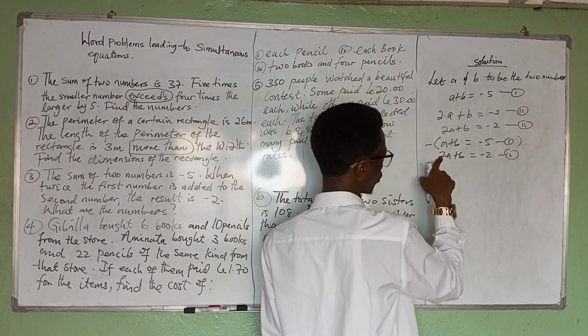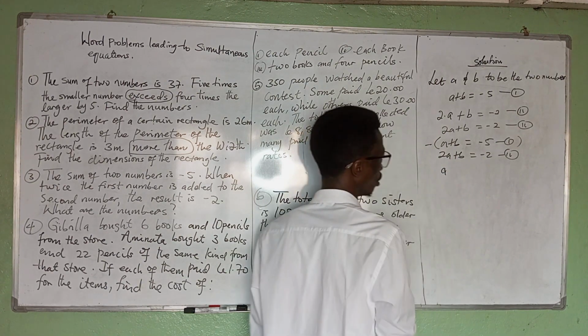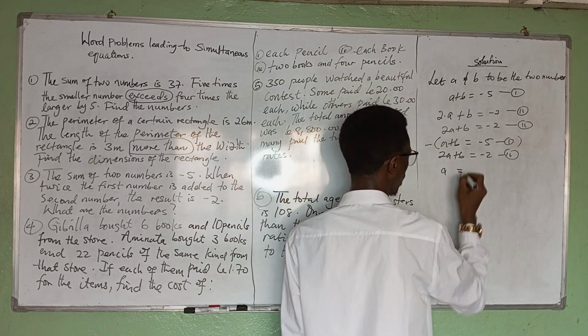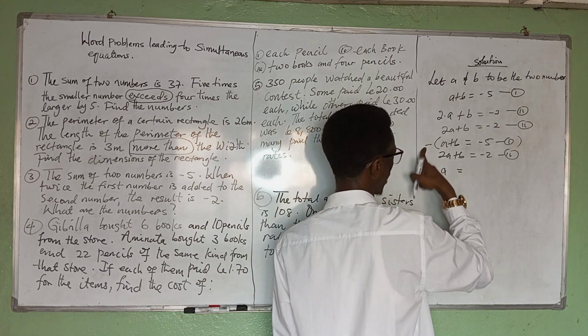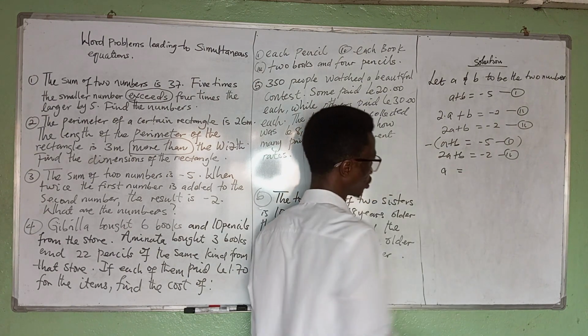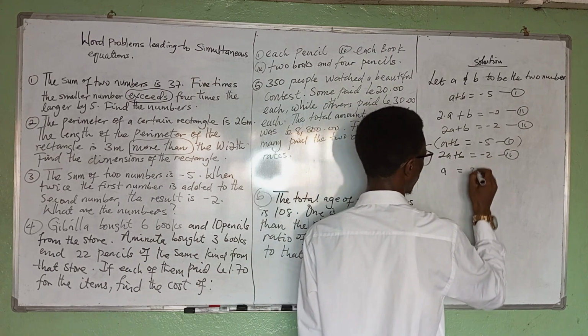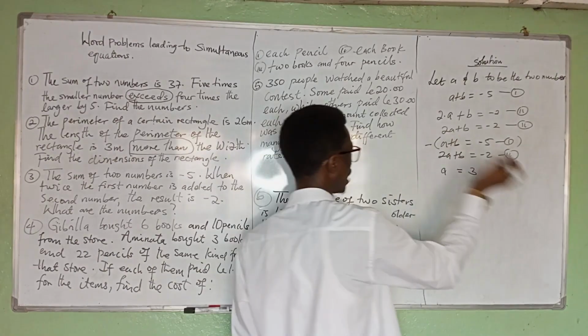So now if we do that, we say 2A minus A, that gives you A. Plus B minus B, that's 0, equals minus 2 plus 5, because remember minus times minus will now give you plus. So minus 2 plus 5, that gives you 3. So that's your A. So find B.